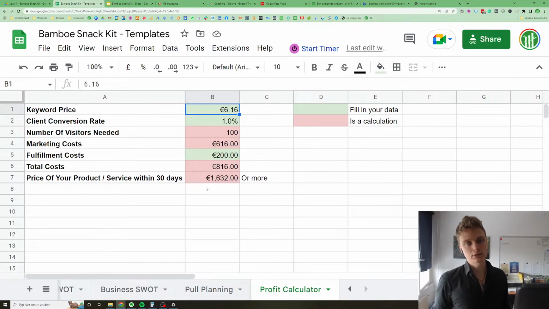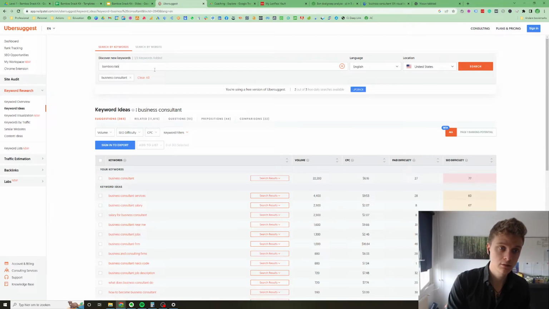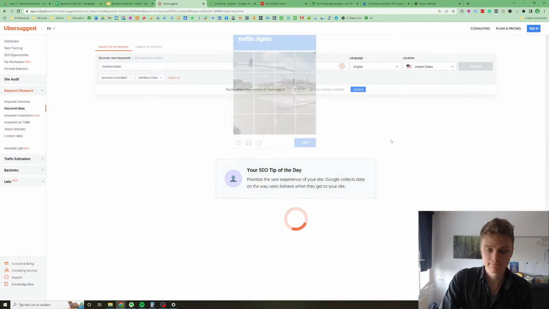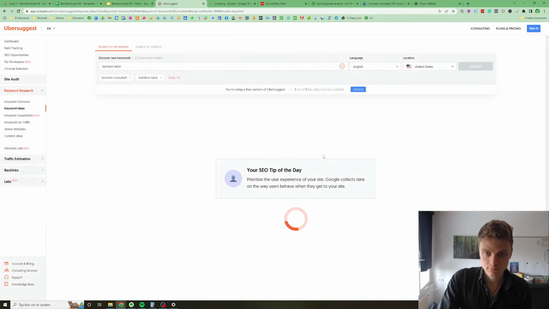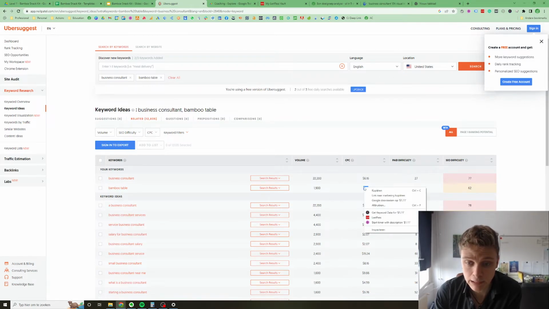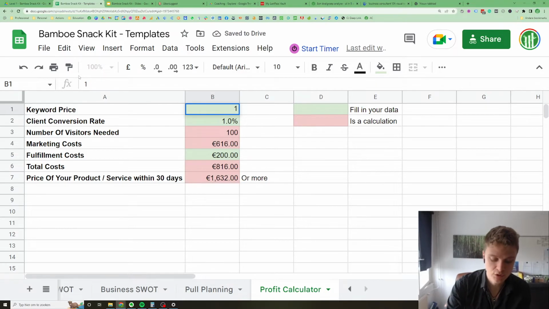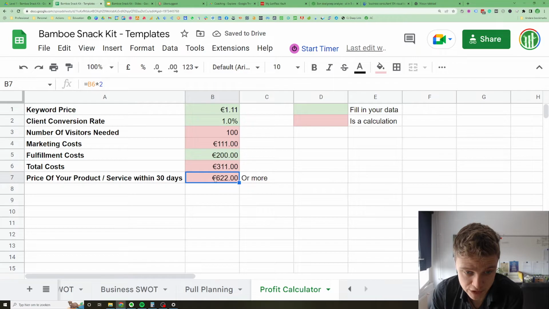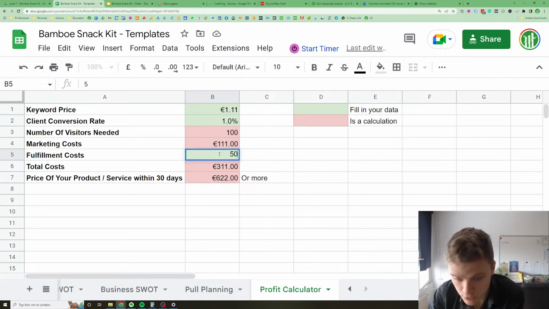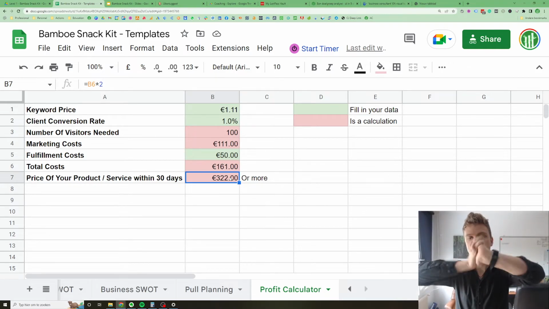Now you can play around with the keyword price here and maybe find some cheaper ones, because this is just one keyword. But maybe your product is named differently. So for example, bamboo table. Search. Gotta train Google's robot a bit. That's what they do there. Okay, so for example, a click for a bamboo table would be a lot less. It would be $1.11, and the calculation would be a lot different. So your bamboo table should be around this, if this is your fulfillment cost, but it probably won't be that much, so maybe it's 50. So this should be the price of your table. Do you understand? Great. That's the profit calculator.